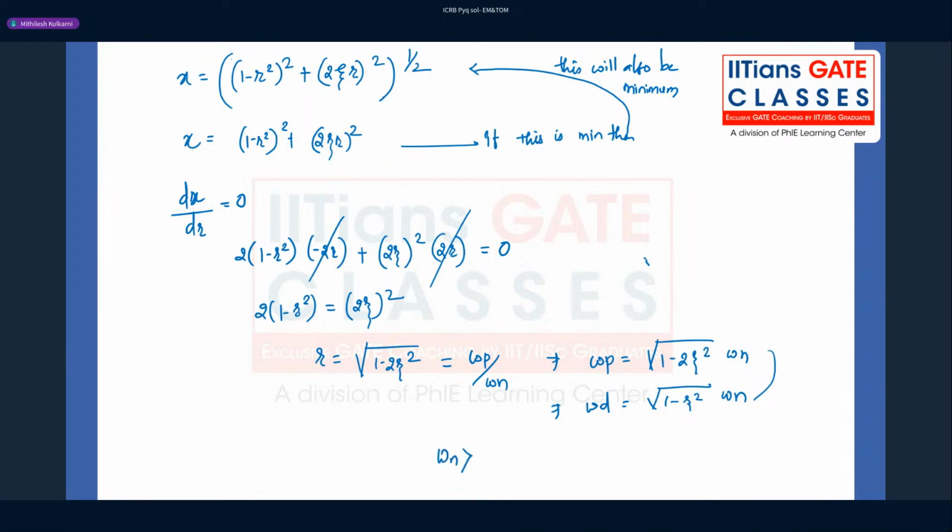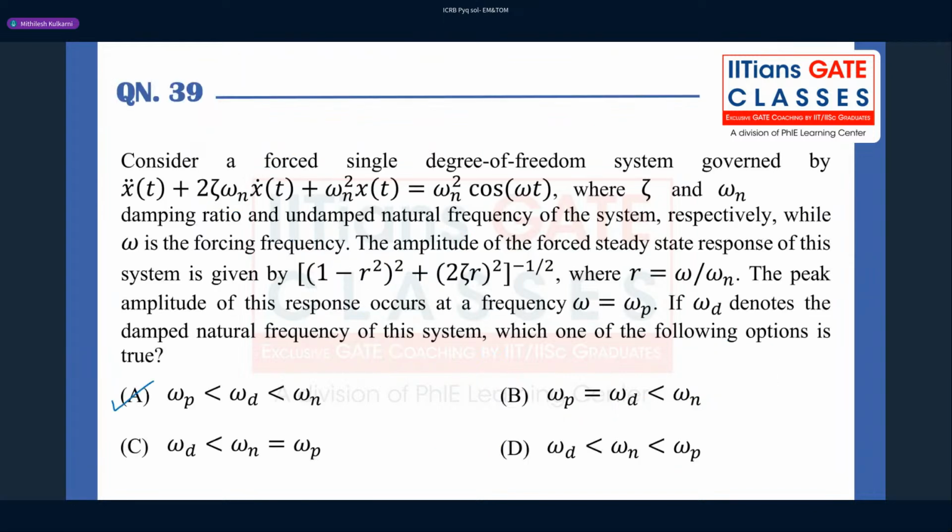Then talking about omega d and omega p, of course omega d will be bigger, because in the omega p calculation we are multiplying by 1 minus 2 zeta square. So here I would say omega n, omega d, omega p. So option A is correct in this case.